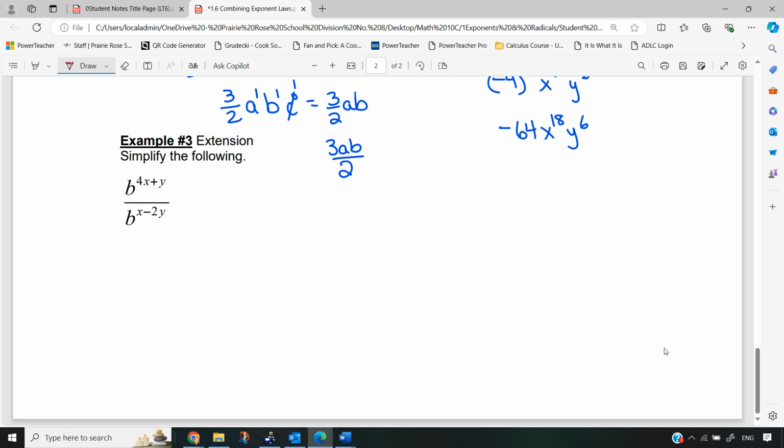So here I've got b to the 4x plus y divided by b to the x minus 2y. We have two powers, we're dividing them and they both have the same base, so that just means we can subtract our exponents. So this is going to give us b to the exponent 4x plus y minus, and again brackets are important, x minus 2y. So that gives us b to the 4x minus x, which is 3x, and y minus negative 2y, so y plus 2y, which is 3y. So that expression can be simplified to be b to the exponent 3x plus 3y.